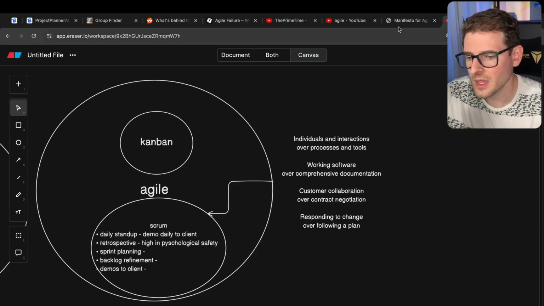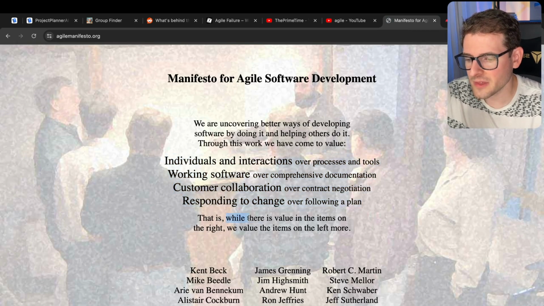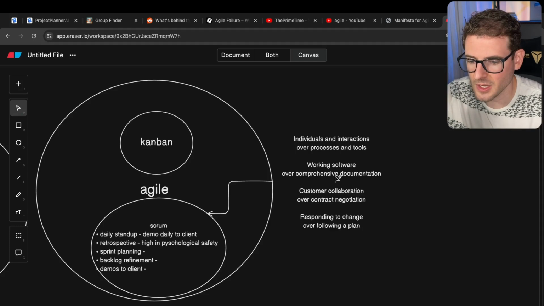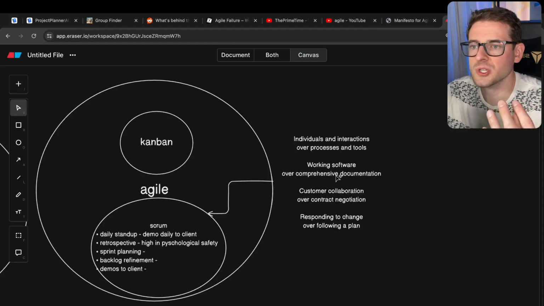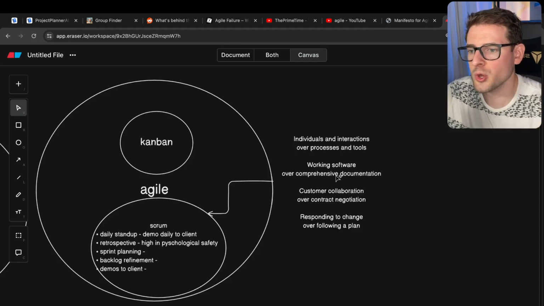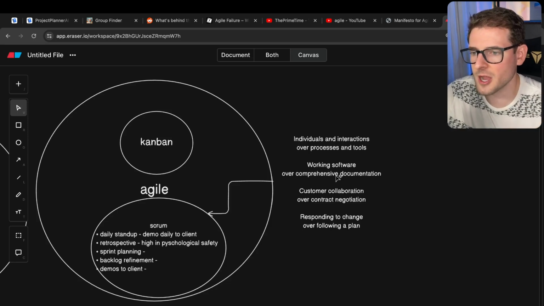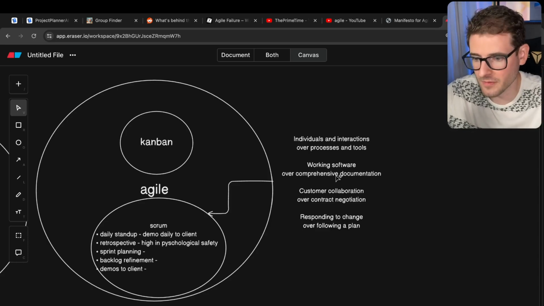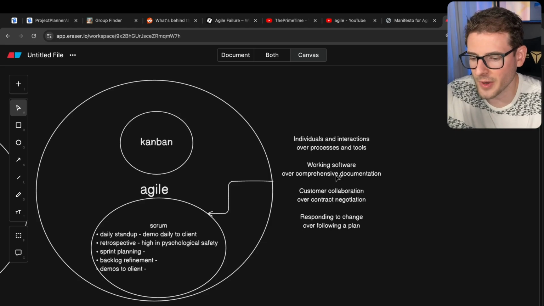Now, I will say that the manifesto says, while there is value in the items on the right, we value the items on the left more. So the manifesto is not saying you should not have comprehensive documentation. It's just saying don't focus too much on it. Don't spend all your time making sure everything is documented and diagrammed out and checked off, with stuff that gets promoted up the ladder and people have to check off on it. Just ship working software and iterate on it if you missed a mark.